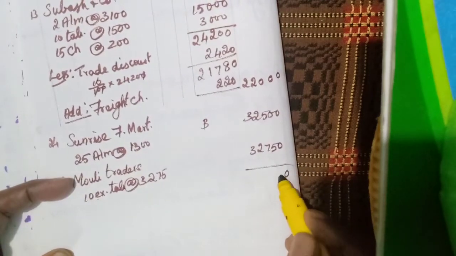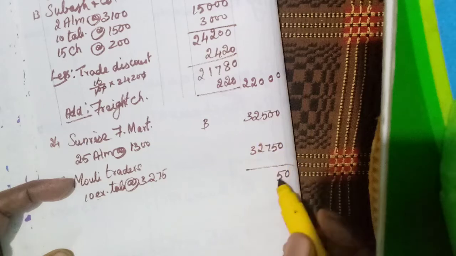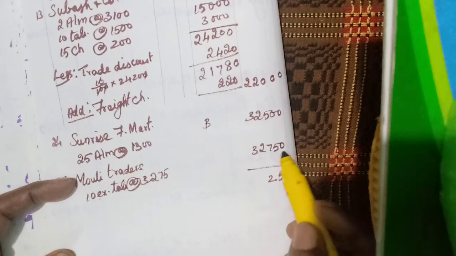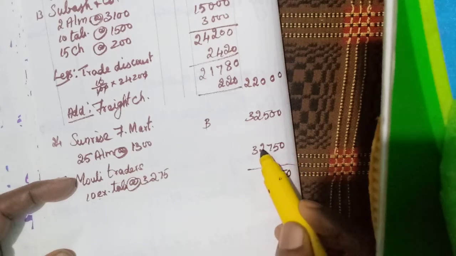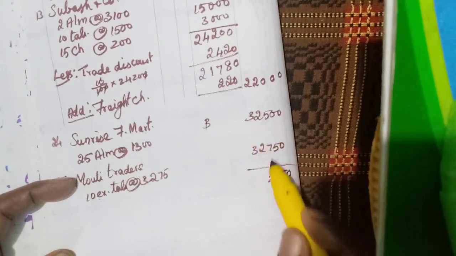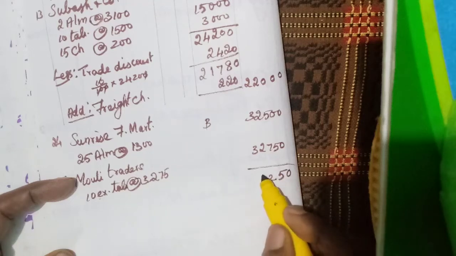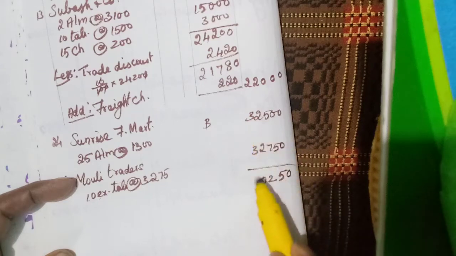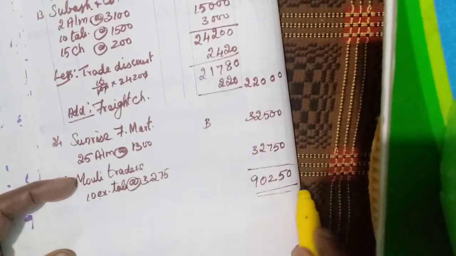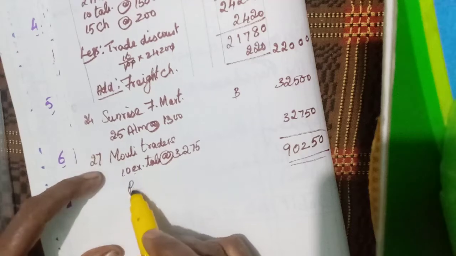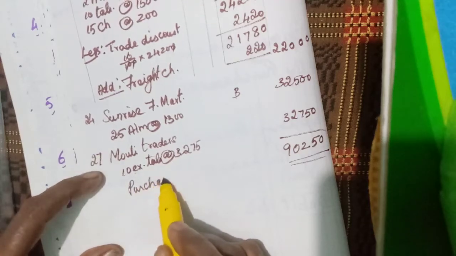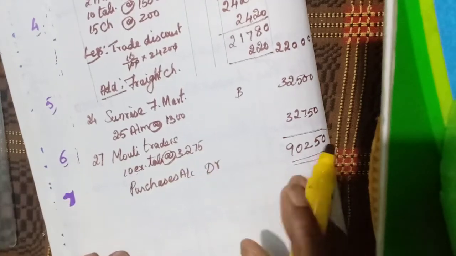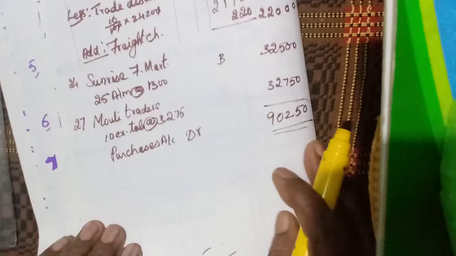Okay, 0, 5, 12. Balance 1, 3, 5, 7, plus 3, 10. Balance 1, 3, 6, plus 3, 9. How will we write? Purchases account debtor. Okay, this amount. Now the purchase returns book.